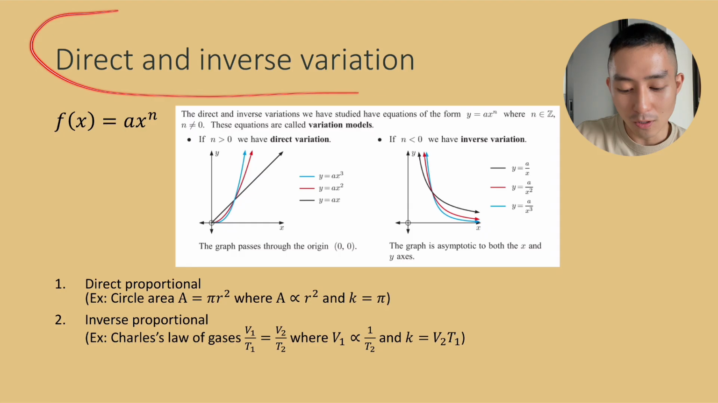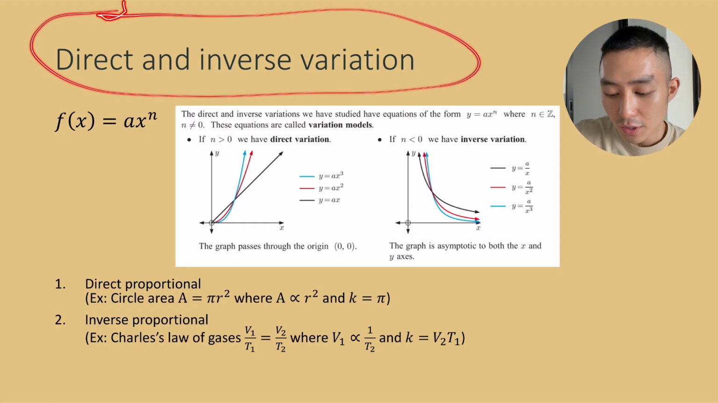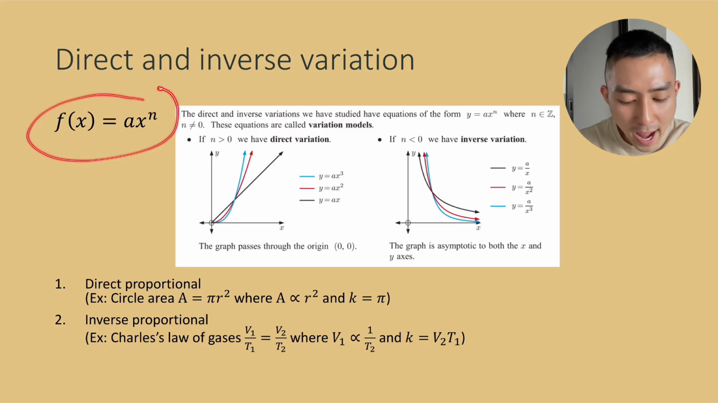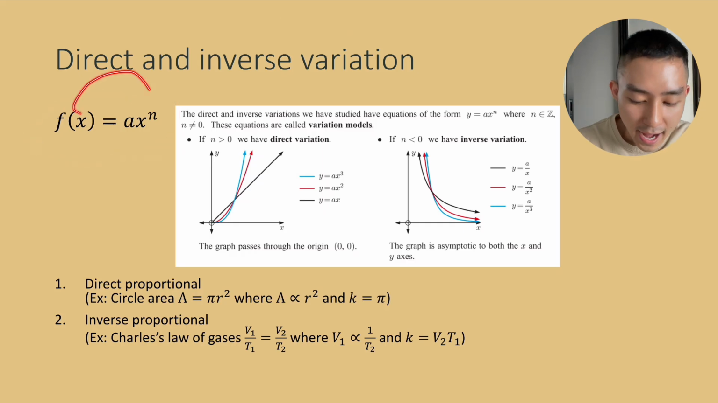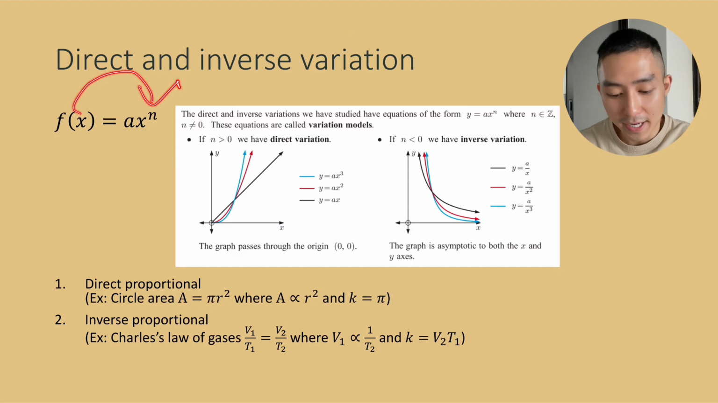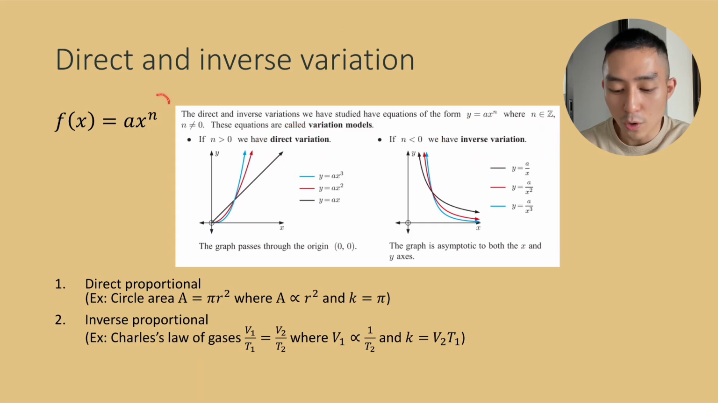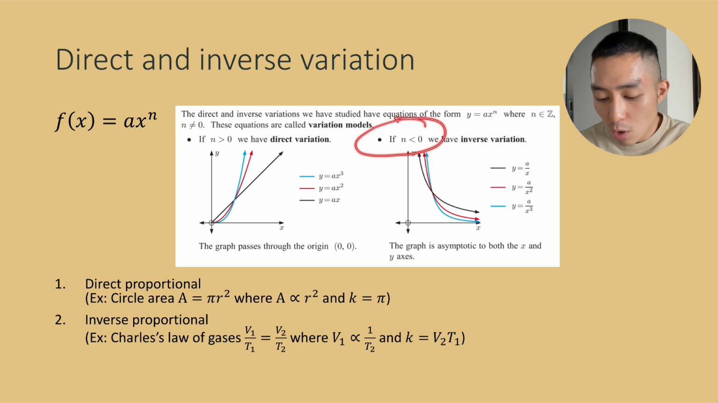The next part is called direct and inverse variation. It is on your syllabus with the common standard form a x to the power n. As x keeps going up, it is multiplied with a. There is a difference between direct and inverse variation, and it depends on your n. If n is larger than 0, it means you have a direct variation, as y is continuously going up. If n is smaller than 0, it means we have an inverse variation: as x gets larger, y gets smaller.